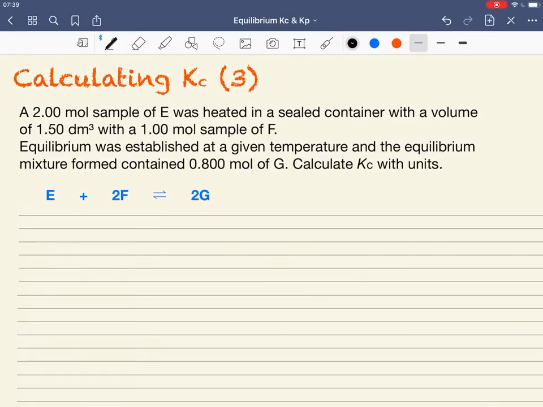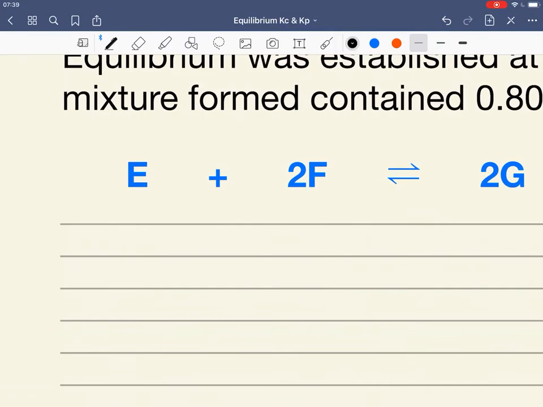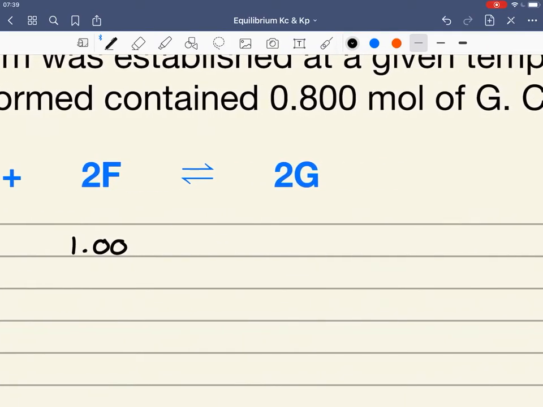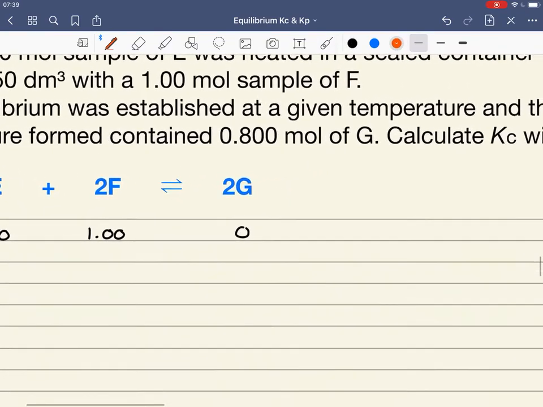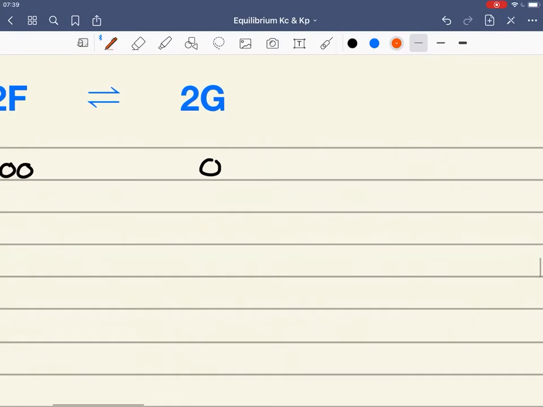Here we'll look at working out a value for Kc, and we've been given different numbers of moles of reactants and products, so we will need to know the volume that the reaction has taken place in. Again, we're going to set up a RICE table, and we've been told I've got 2 moles of E reacting with a mole of F, no moles of G initially. I've been told I've got 0.8 moles of G at equilibrium.